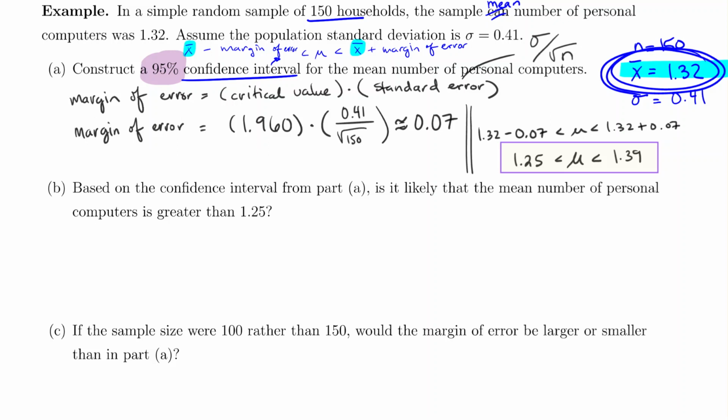So our next question says, based on this confidence interval from part A, which we just found, is it likely the mean number of personal computers is greater than 1.25? Well, our 95% confidence interval said the population mean is between 1.25 and 1.39, so we would definitely agree that yes, it is greater than that because that's our lower end estimate.